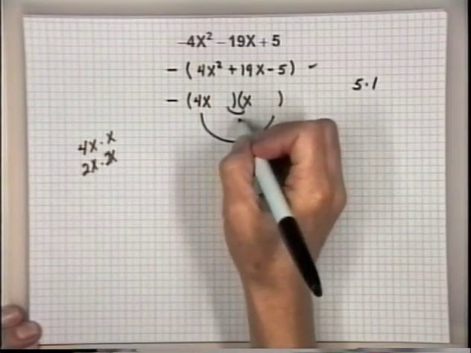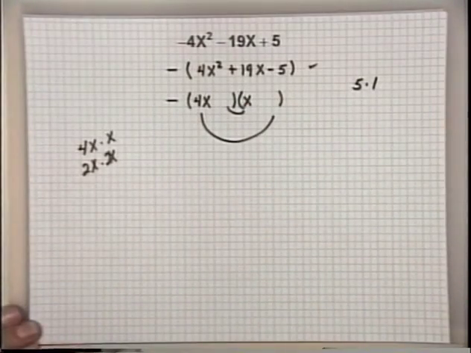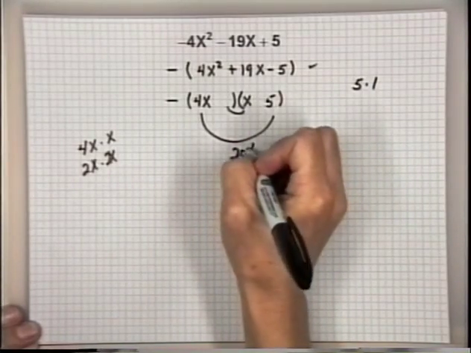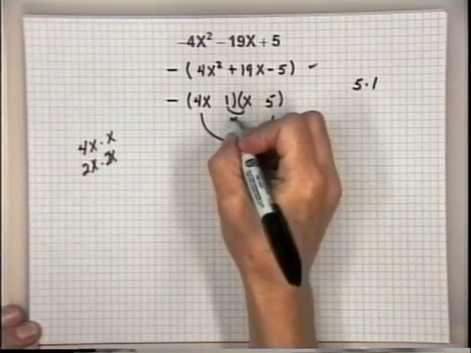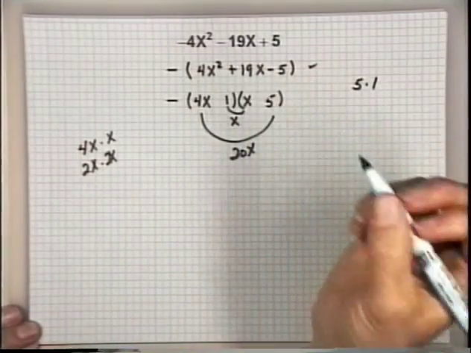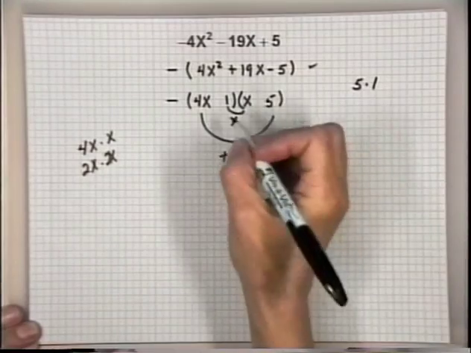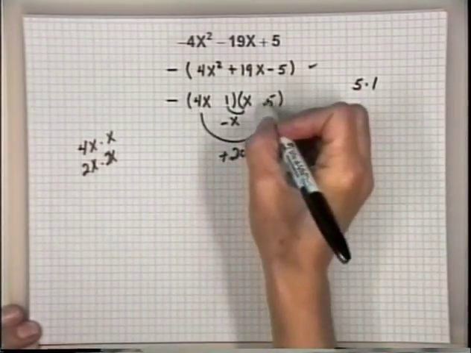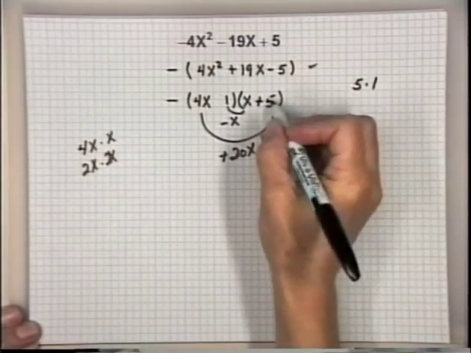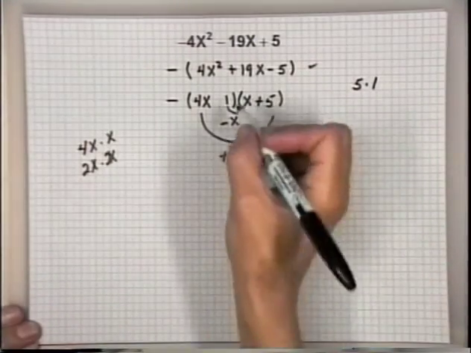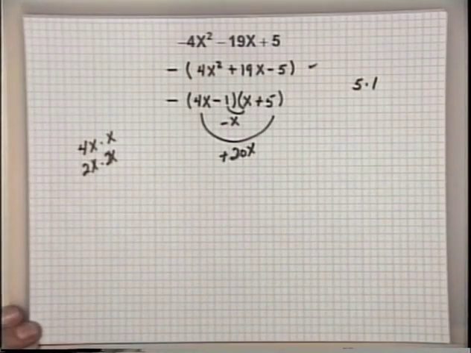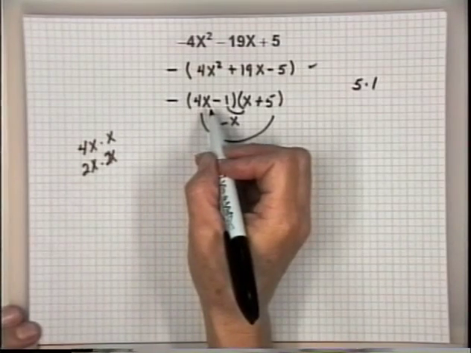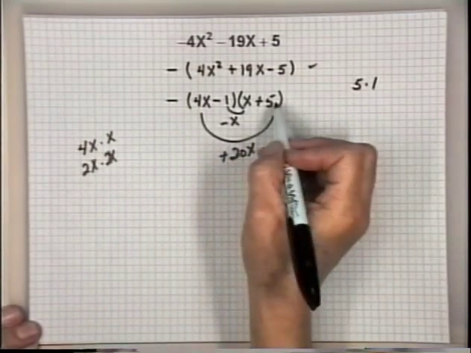I'm going to have opposite signs here, so I need to have a difference of 19. If I place the 5 here, I'm going to get a 20x. The 1 here gives me 1x. This difference is 19. I need a positive 20 and a minus 1 to get positive 19x. So my outside product needs to be a positive product. That will place the positive sign in front of the 5, and my negative sign will go here. My 3 factors are negative 1, 4x minus 1, and x plus 5.